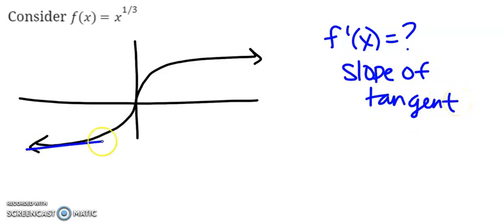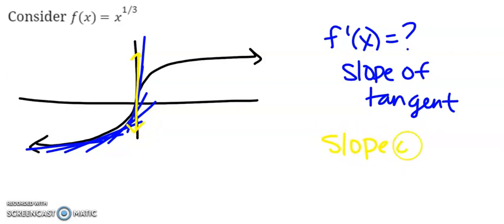Well, if I find this slope, it's a little bit positive, more positive, more positive, positive, positive, positive slopes, until all of a sudden I draw in a tangent line that is perfectly vertical. And what is the slope of a vertical line from your Algebra 1 days? The slope of a vertical line, we always said, was undefined.